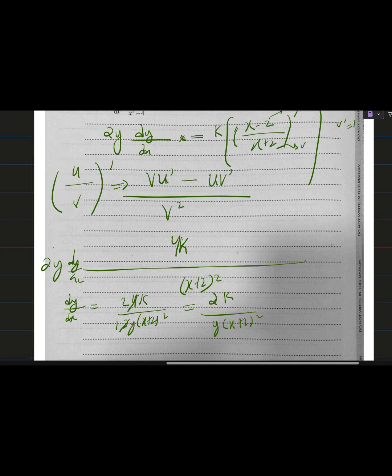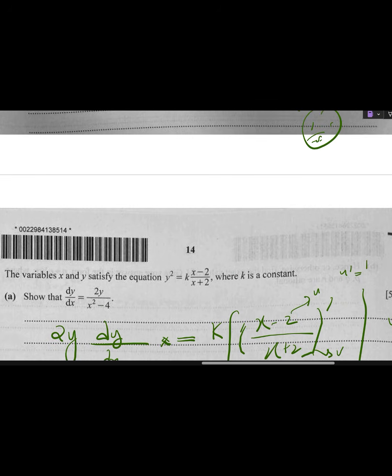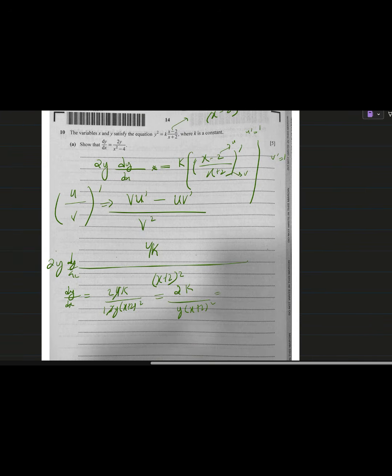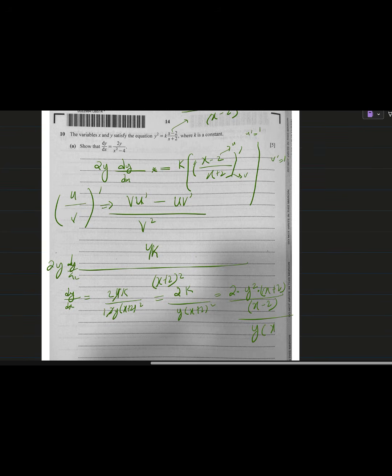Now the issue is that we don't know the value of k, so k is still in the equation, but one thing we can do is make k the subject of this equation. So y squared into (x plus 2) divided by (x minus 2) will be equal to k from this equation. So if we substitute it over here, instead of k we'll write 2 into y squared into (x plus 2) divided by (x minus 2), and divided by y into (x plus 2) whole squared. So this (x plus 2) whole squared cancels.